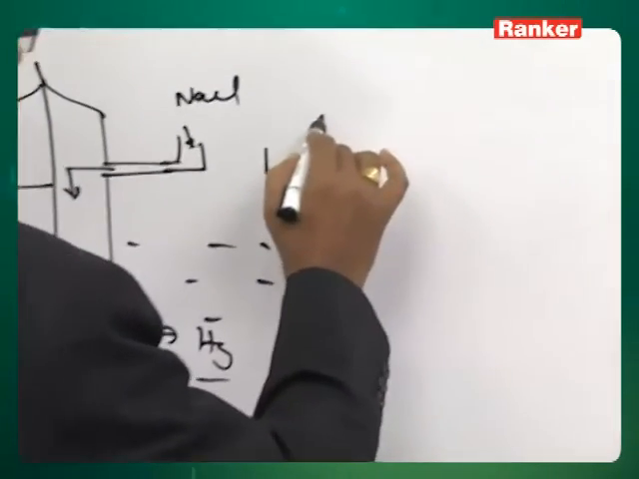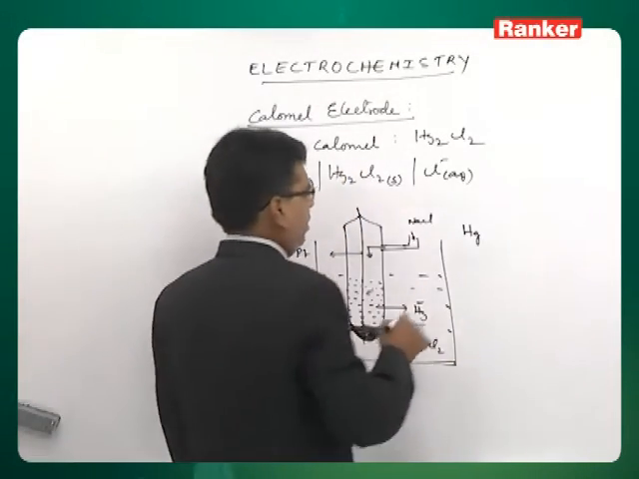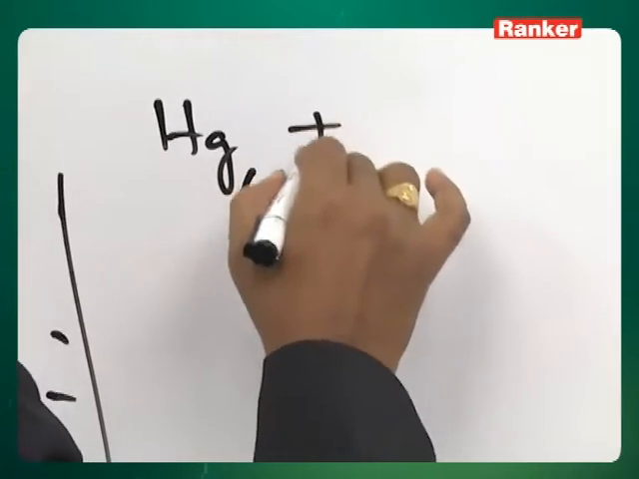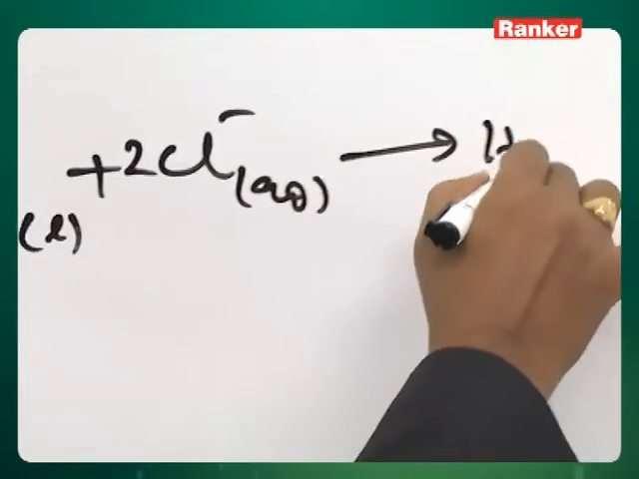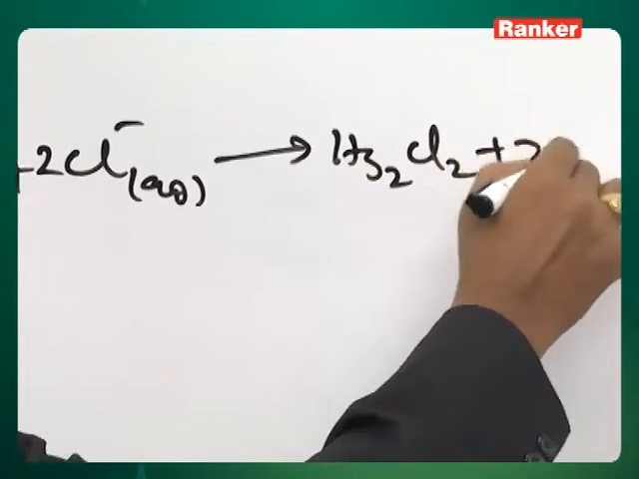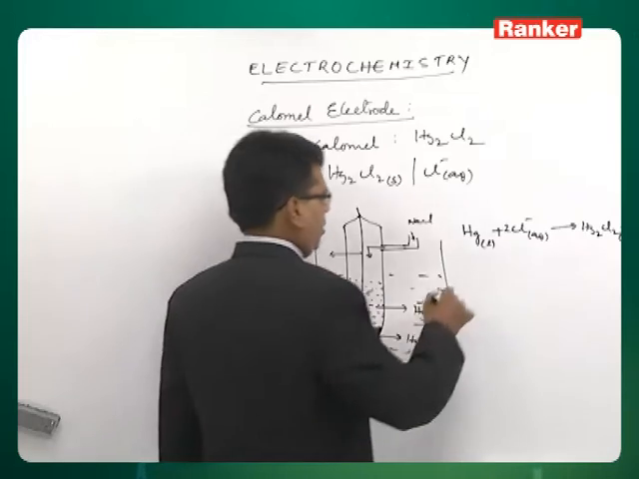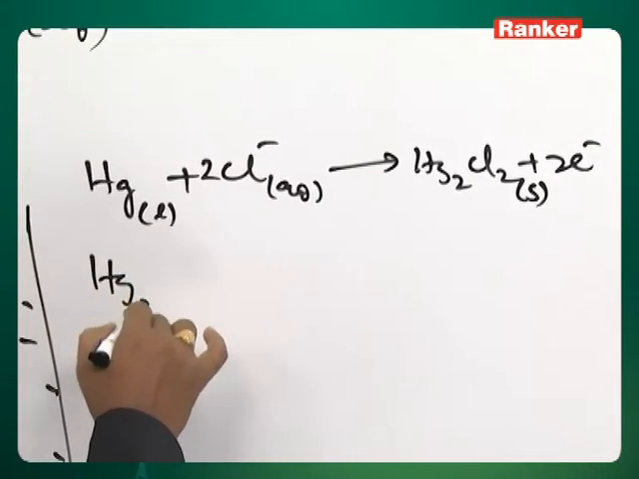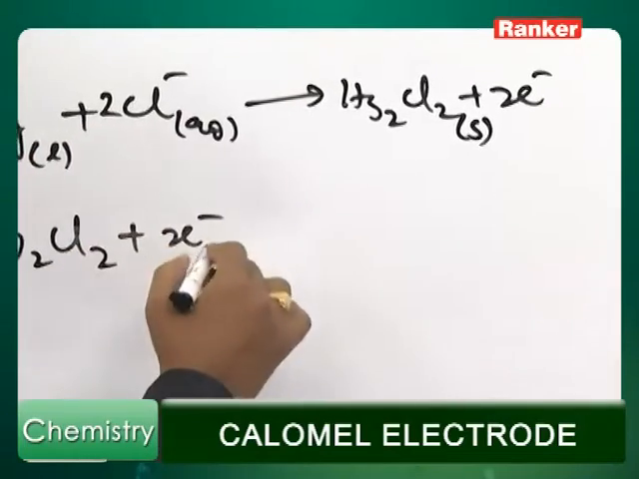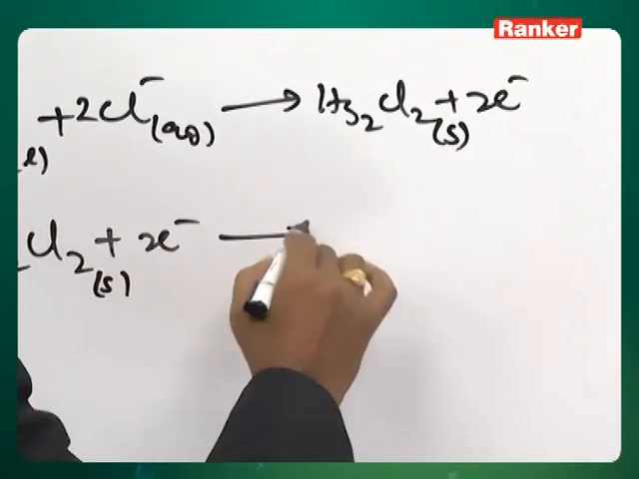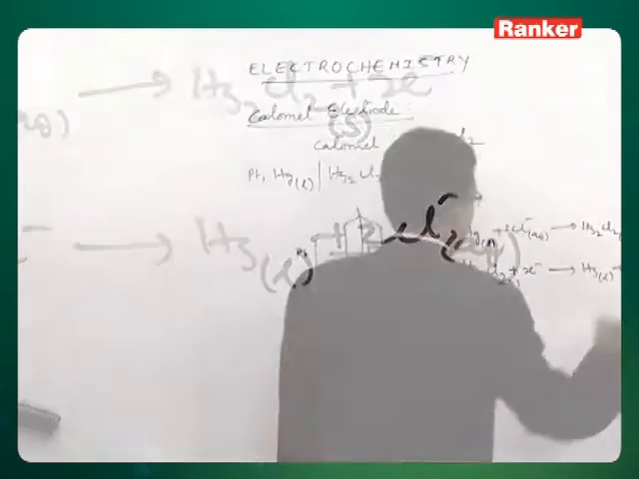So, the reaction is as we have written in the case of AgCl. It is Hg liquid plus Cl minus to give Hg2Cl2 solid plus 2 electrons. This is oxidation, and when it is used as a reduction, Hg2Cl2 plus 2 electrons, this cell reaction will get reversed to give Hg plus 2Cl minus.